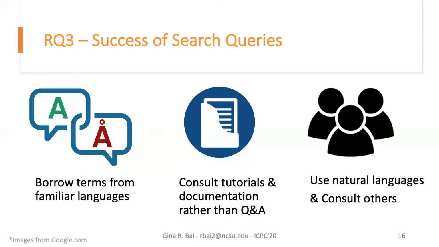We conclude the results and suggest learners to search with natural language phrases. We encourage learners to consult official documentation and tutorials with example code rather than Q&A sites. Additionally, as term borrowing was commonly observed in search queries, we believe that an API translator that can map APIs across languages will assist learners and improve their working efficiency.